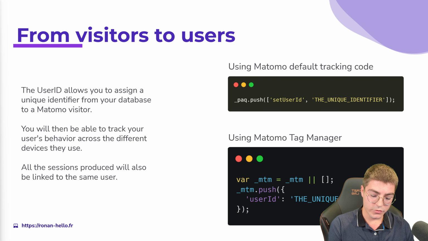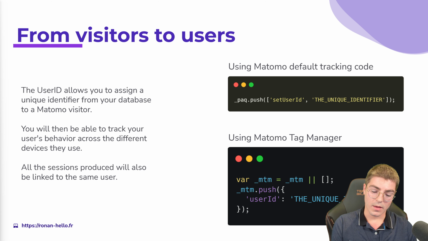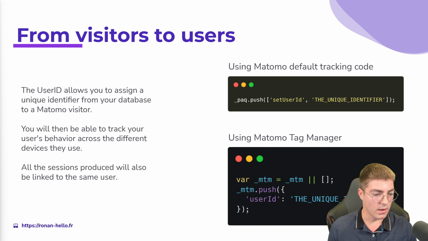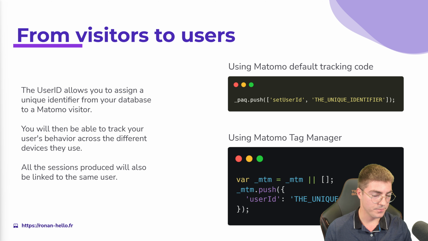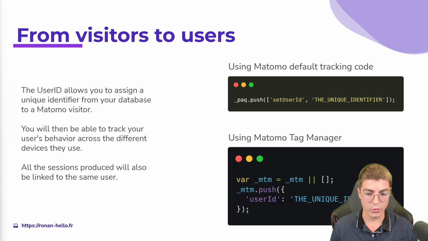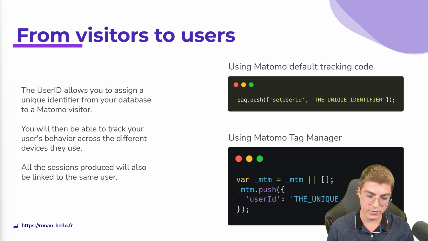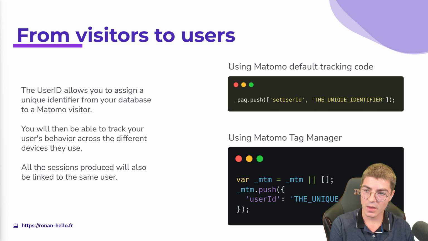Now we know how to create custom events, custom goals, and custom dimensions, but we have to attach all of those data to our user, because we are in a SaaS configuration and we have a login and a user. Our user is our main entity, and we have to attach all of this data. So we are going to learn how to pass from a visitor to a user.